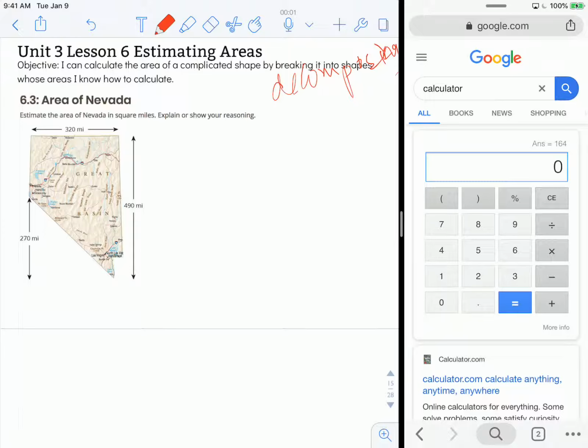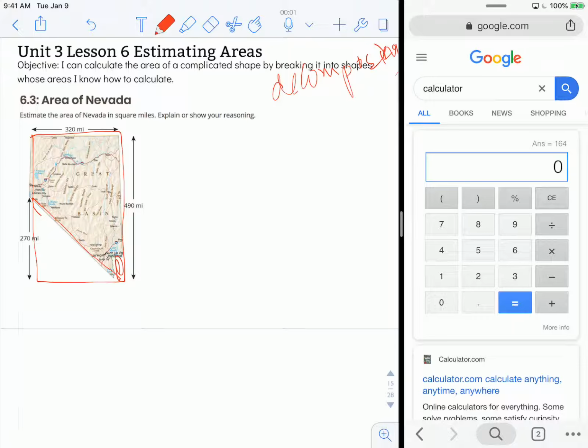We're looking at activity 6.3, area of Nevada. Estimate the area of Nevada in square miles. Explain or show your reasoning. Well, Nevada's got a pretty cool shape. For the most part, it's a rectangle, except it's missing this triangular piece right here and this little teeny jutted out piece. We're just going to ignore that because we're looking at an overall estimation. Doesn't have to be super precise, but we want to account for as much as possible. So overall it's a rectangle without that little triangular piece.